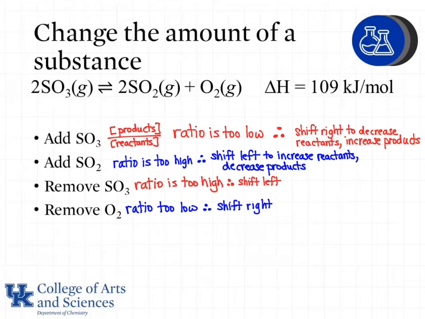When we have multiple reactants or products, we will see the same effect regardless of which reactant or product we add or remove. In this case, we used examples of adding SO2 and removing O2. We would also see the same effect if we added O2 or removed SO2.